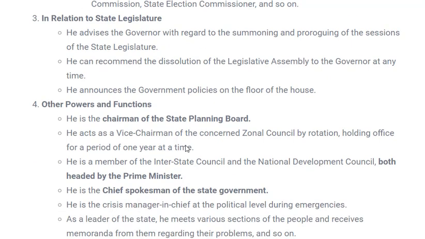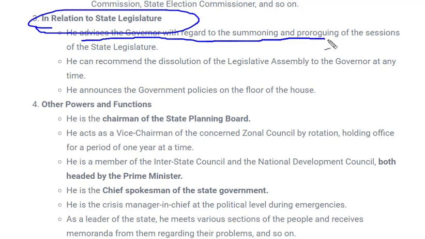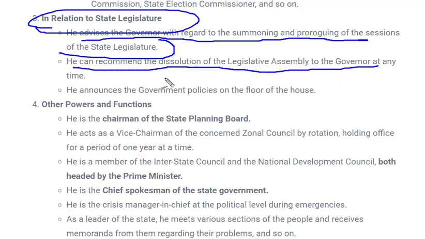Next is in relation to the state legislature. State legislature means the body which is responsible for formation of acts and laws at the state level. In this case, he advises the governor with regard to summoning and proroguing the sessions of the state legislature. That means whenever a chief minister wants the state legislature meeting to be summoned, he can advise the governor and the governor can act accordingly. He can recommend the dissolution of the legislative assembly to the governor at any time.